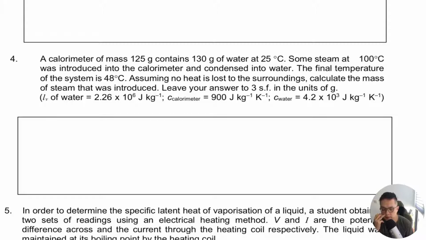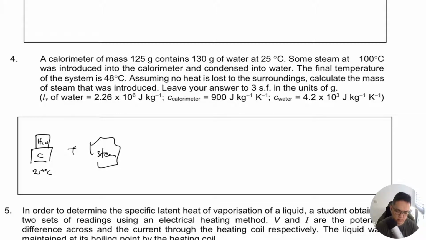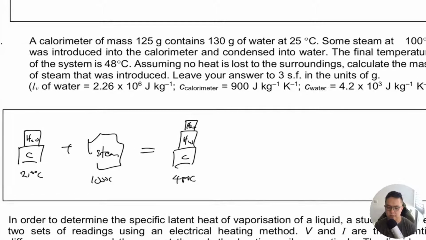So basically you have a calorimeter. Let me just try to draw something. You have a calorimeter with mass, and then you have some water. This is originally at 25 degrees Celsius. Then you add in some steam at 100 degrees Celsius. Together, you have your calorimeter plus water plus extra water from the steam, and this is at 48 degrees Celsius. So this is what you are doing.